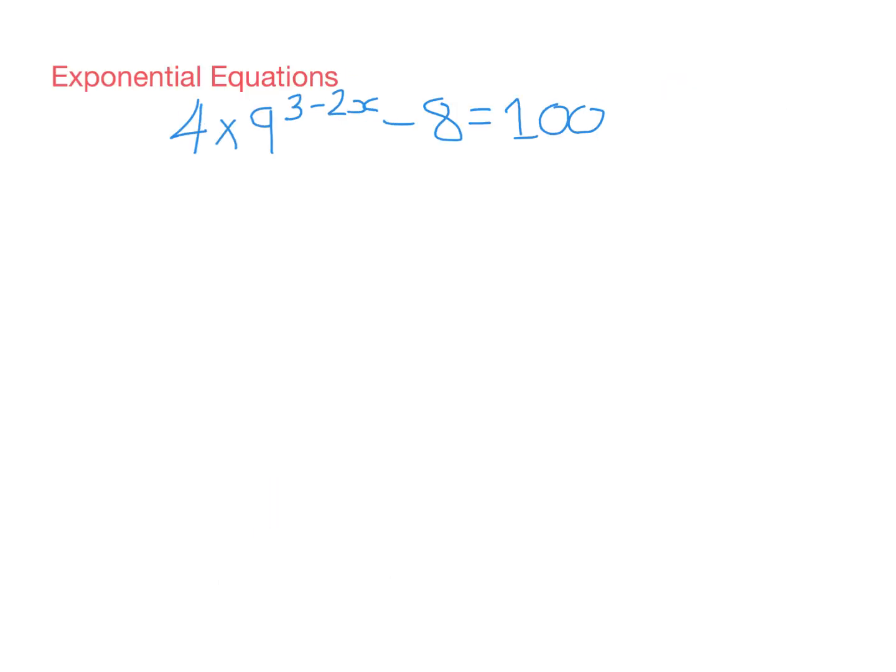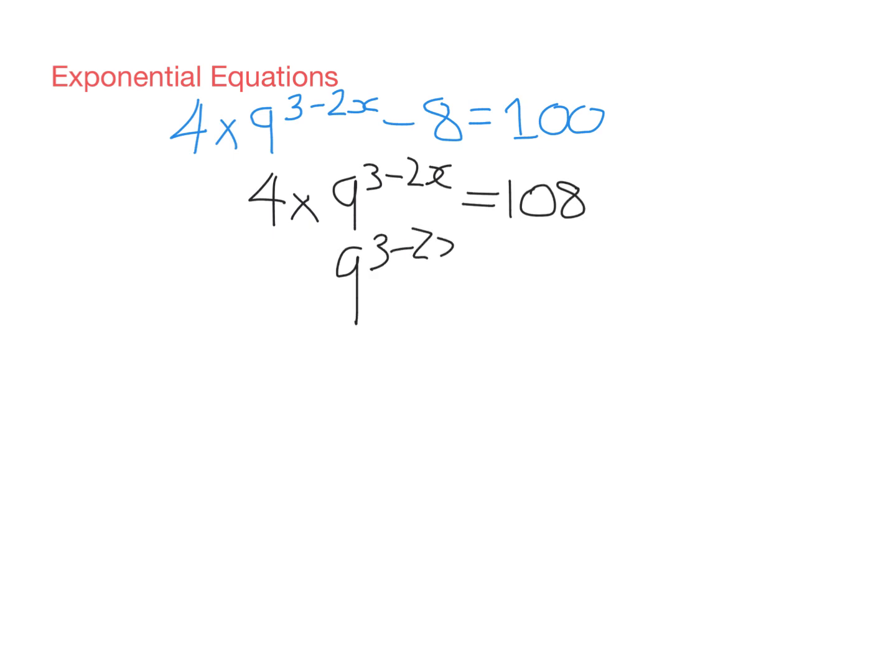So this is another example of an exponential equation because the unknown is part of the power. Because the unknown is only in one spot, we simply undo what's been done to it in the opposite order to BIDMAS. So the first thing I'm going to undo is subtracting 8. I'm going to add 8 to both sides. Next thing I want to do is divide by 4. So I get 9 to the 3 minus 2x is 108 divided by 4.